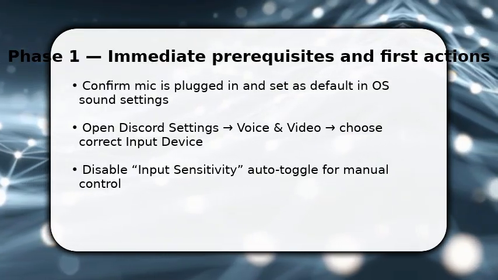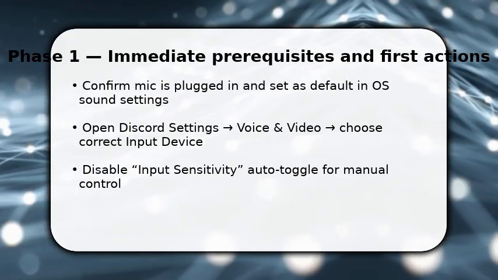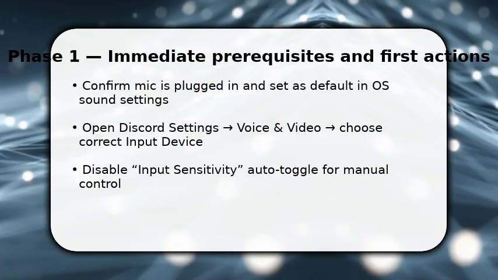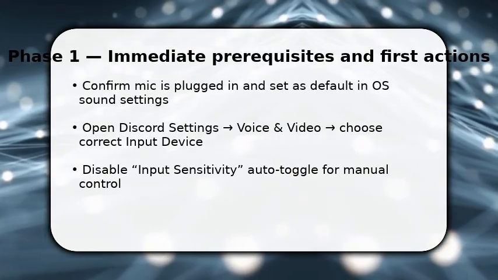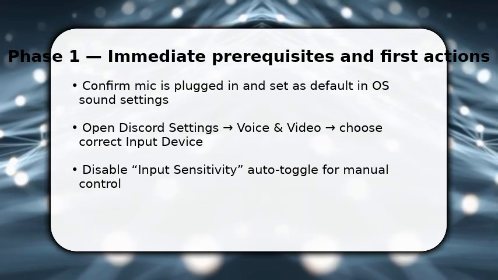Once selected, turn off the automatic input sensitivity so you can control the threshold yourself. This prevents Discord from chopping quiet speech or letting constant background hum through. Make small test recordings while adjusting so you can hear the effect in real time.